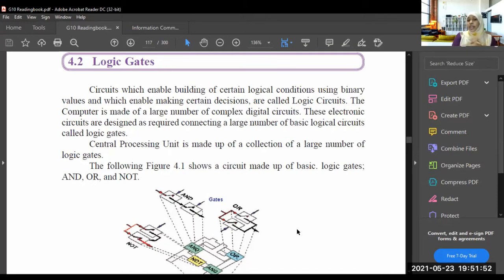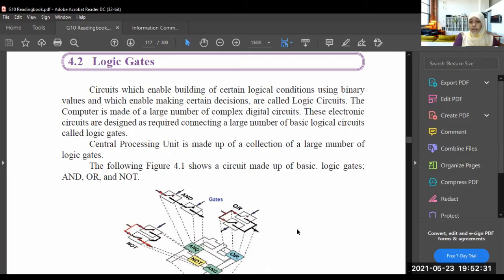The central processing unit is made up of a collection of a large number of logic gates. The central processing unit is a small piece of electronic device inside the computer, like a piece of biscuit. I have told you the CPU size is very small, like a munch chocolate biscuit, isn't it? But inside that central processing unit there is a collection of a large number of logic gates, but we can't see it. It is designed like that.